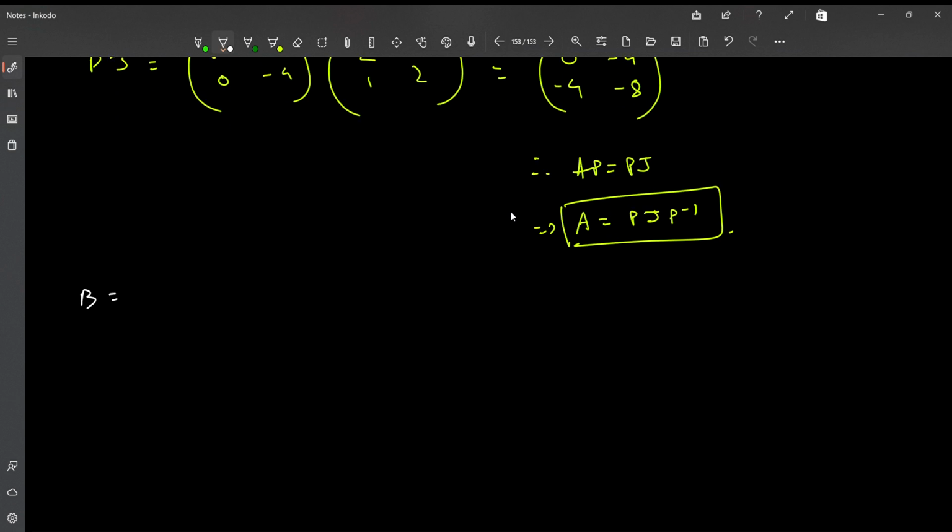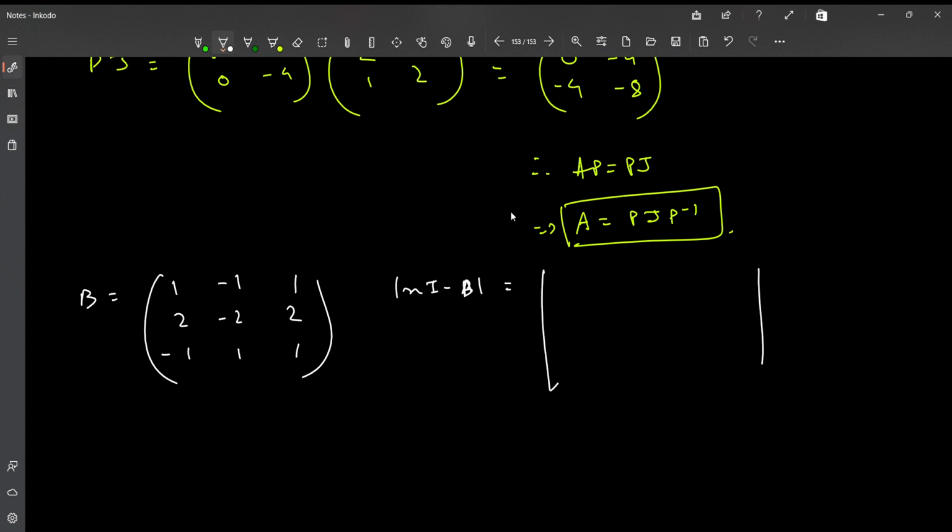Say the matrix B is given as 1, minus 1, 1, 2, minus 2, 2, minus 1, 1, 1. Okay. What are the eigenvalues of B? So xI minus B is what we need to calculate. So it's x minus 1, 1, minus 1. Here you have minus 2, x plus 2, minus 2. Here you have 1, minus 1, x minus 1, right? X minus 1, 1, minus 1, minus 2, x plus 2, minus 2, minus 1 becomes plus 1, so plus 1, minus 1, x minus 1. Okay.